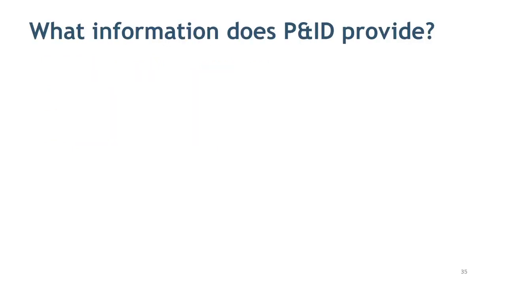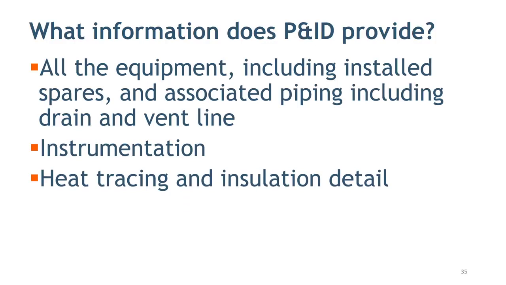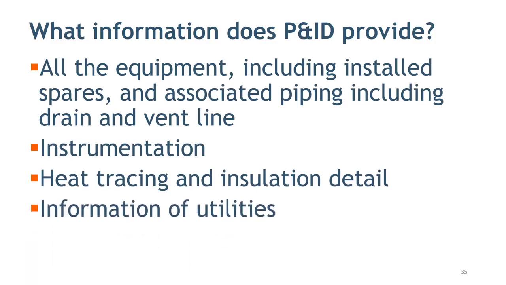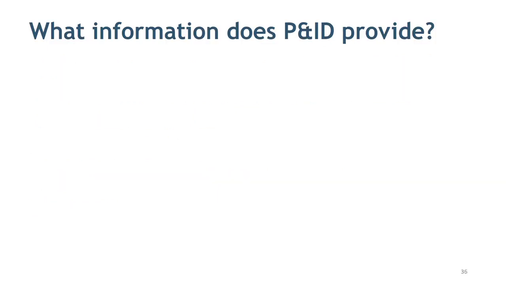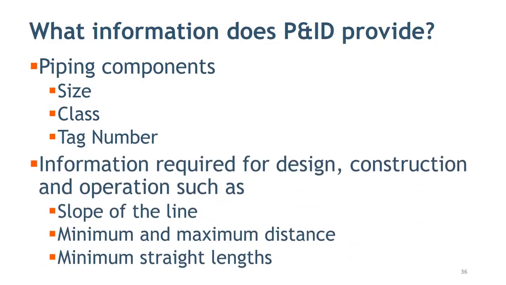What information does P&ID provide? All the equipment including installed spares and associated piping including drain and vent lines. Insulation or jacketing requirements, instrumentation, heat tracing and insulation details, information about utilities, piping components including their size, class and tag number, and information required for design, construction and operation such as slope of the line, minimum and maximum distance from the equipment or instrument, and minimum straight length after an instrument.